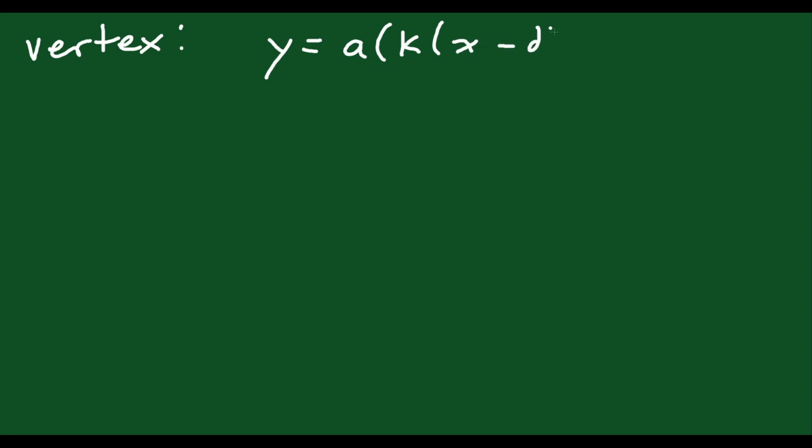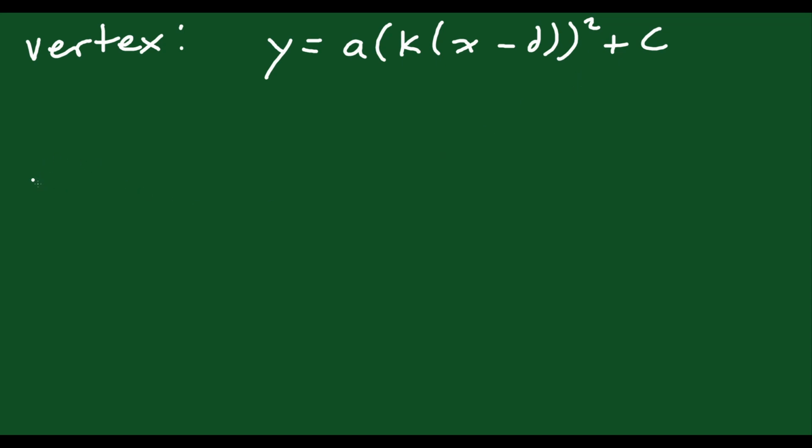In the last video, I showed you what I referred to as vertex form, and that's just a way that you can write a quadratic equation. So let's review that, right? The vertex form looks something like y equals a(k(x minus d)) squared plus c. And it's called the vertex form because with your d and c value, that makes up your vertex.